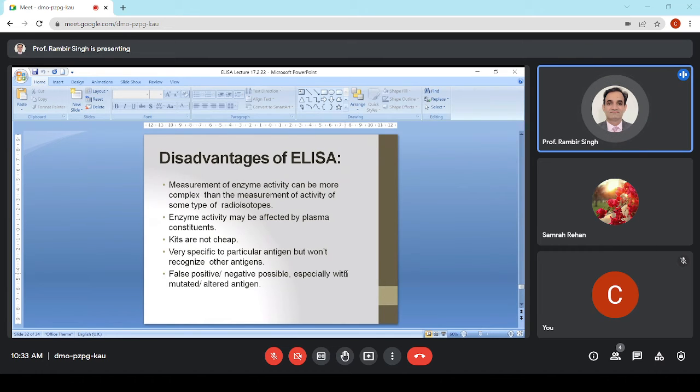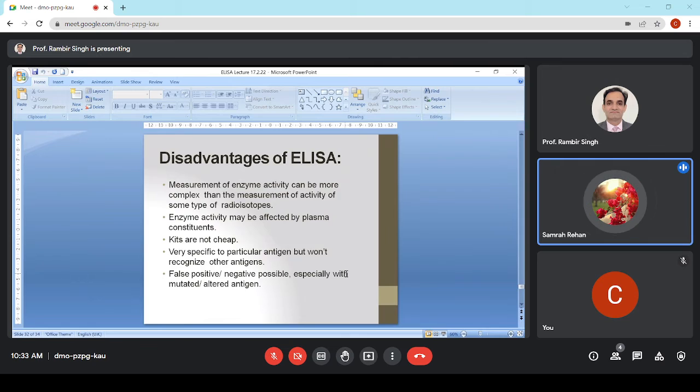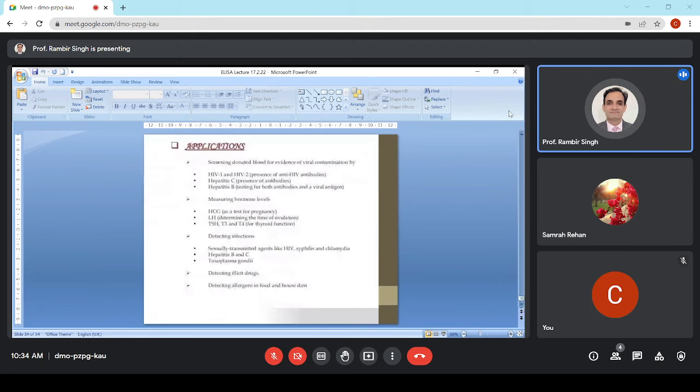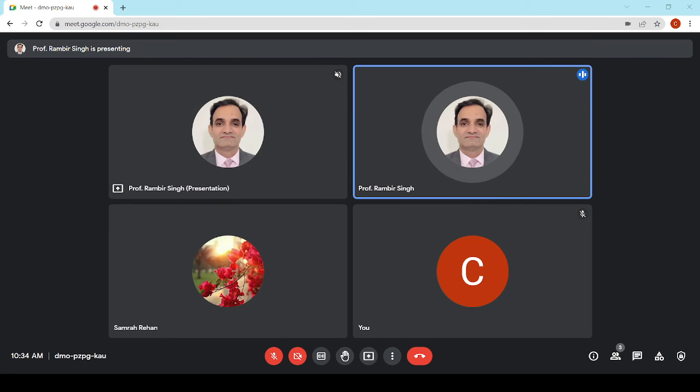Now it is very specific to a particular antigen, but won't recognize other antigens. That means it is highly specific. Then sometimes, if there are mutations, we may have false positive or false negative results. So these are some of the limitations of ELISA and its application. I think you can go through the slides, and in case you have any query, we'll be happy to discuss.